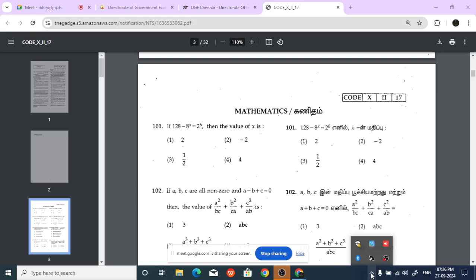So, can you find it now? Now, I made it a little easier for all of you. Can you find the answer now? x equal to? You can write on a piece of paper. Nothing wrong.